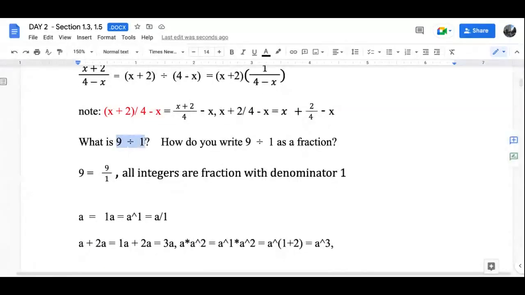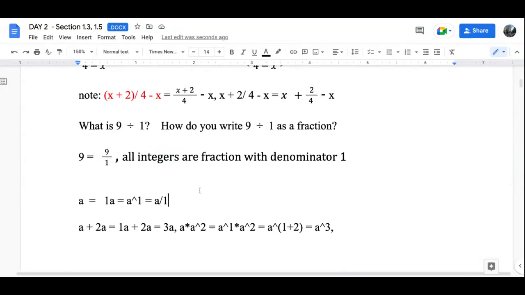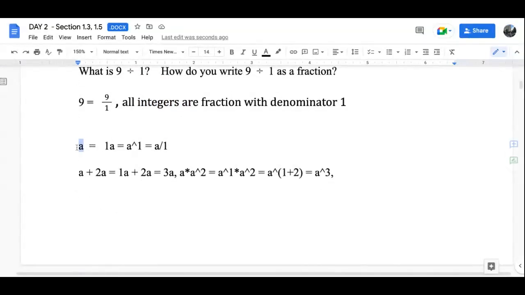So this question, what is 9 divided by 1? Anything divided by 1 equals itself, right? So think about what's 9 divided by 1. 9 apples shared by one person. How many apples does this one get? This one gets them all. So anything divided by 1 is itself, right? So all integers have denominator of 1. Again, we're dealing with the variables. By default, a is 1a. A is raised by first power. A is a divided by 1.